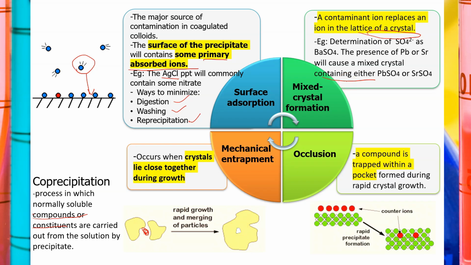The last type of co-precipitation process is occlusion, where a compound is trapped within a pocket formed during rapid crystal growth. This process is different from mechanical entrapment because in mechanical entrapment, the impurities are entrapped inside the particles during the growth of the particles, while in the occlusion process, the impurities are entrapped during the formation of the particles.